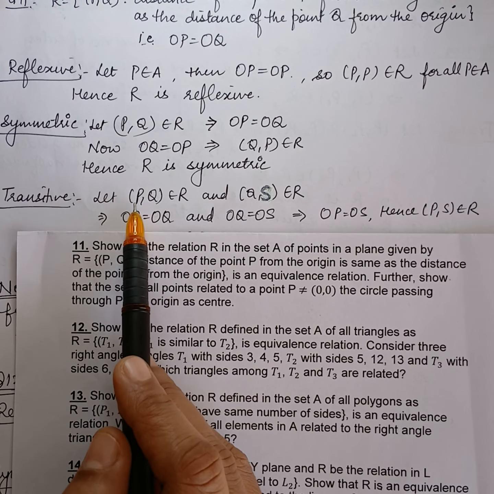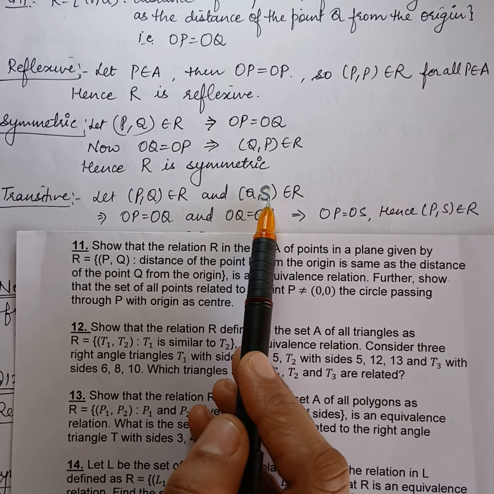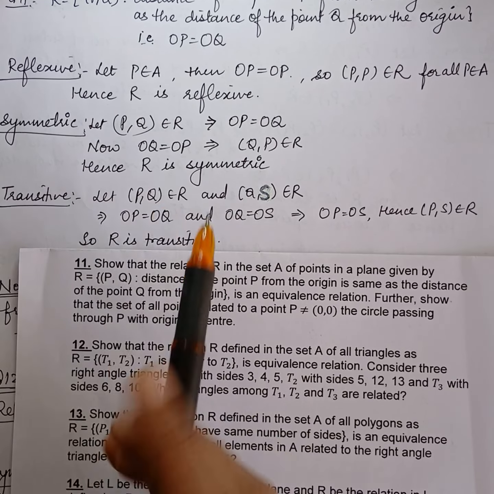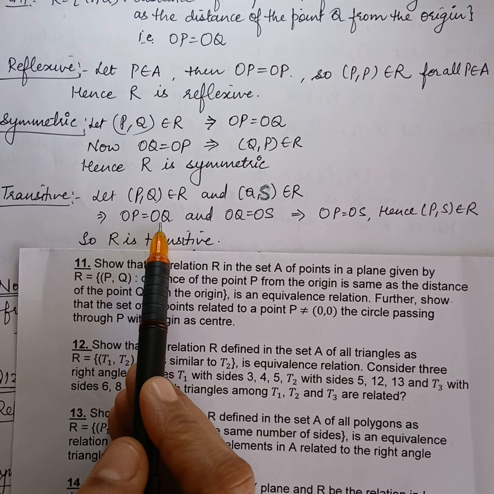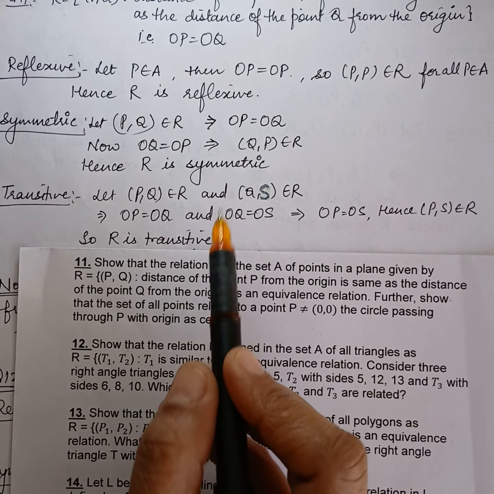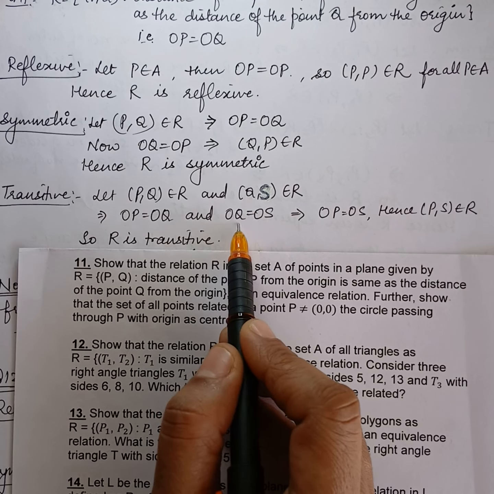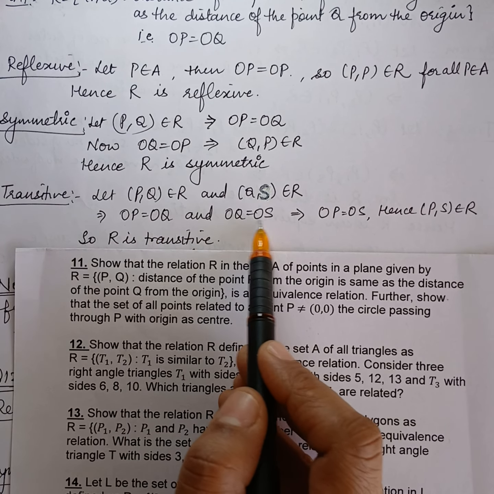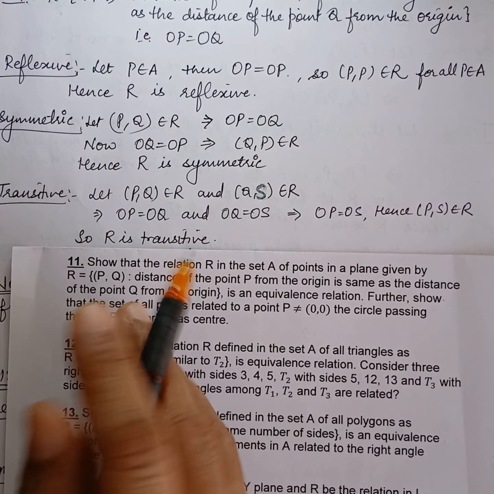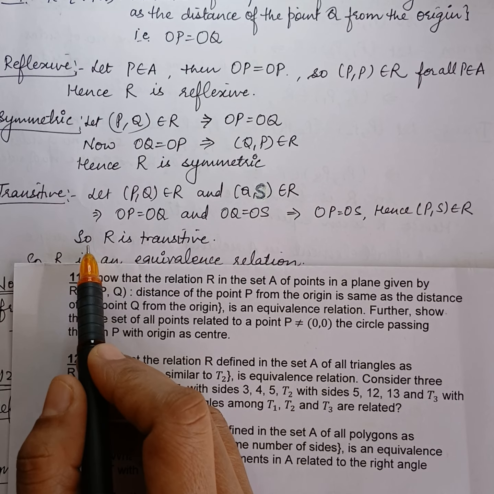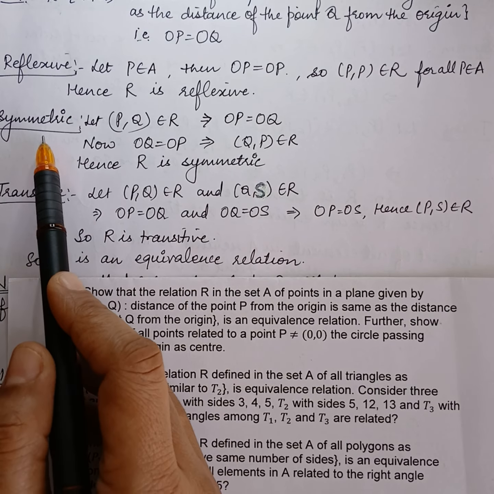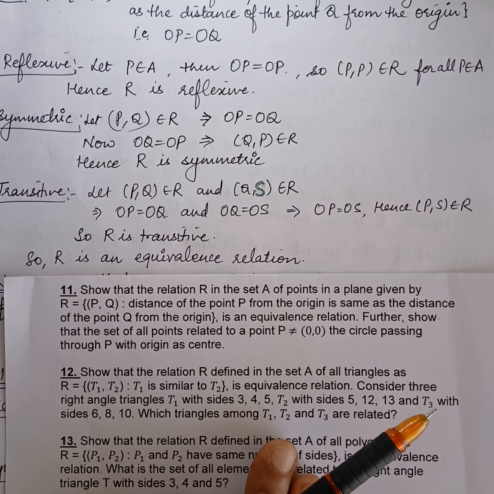Now, for transitive, we have P, Q belongs to R and Q, S belongs to R. And I have to show that P, S belongs to R. Now, P, Q belongs to R means OP is equal to OQ. Q, S belongs to R means OQ is equal to OS. Now, OP is equal to OQ and OQ is equal to OS. What does it mean? OP is equal to OS. So, hence P, S belongs to R. If P, S belongs to R, what does it mean? R is transitive. Now, R is reflexive, symmetric, transitive. So, R is an equivalence relation.